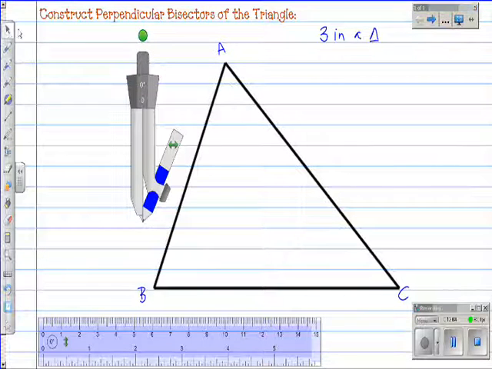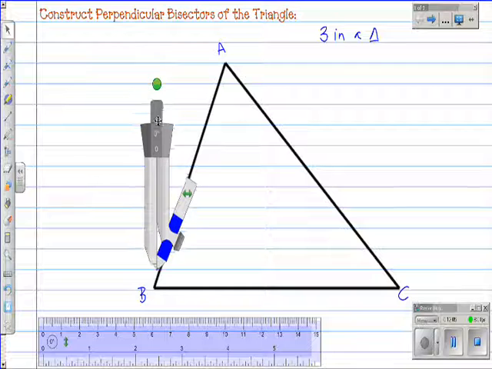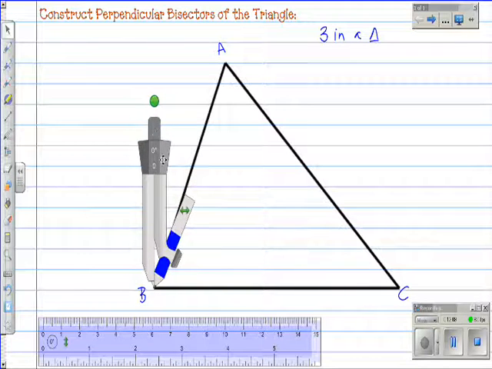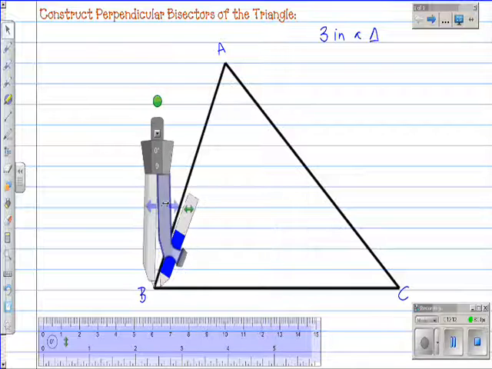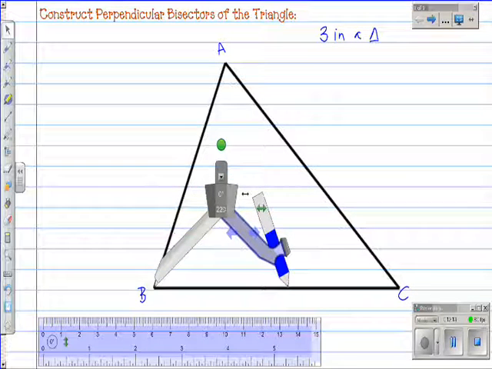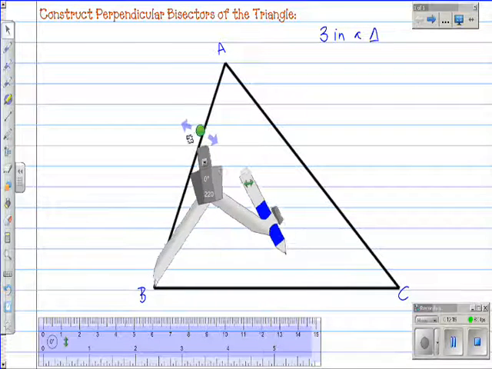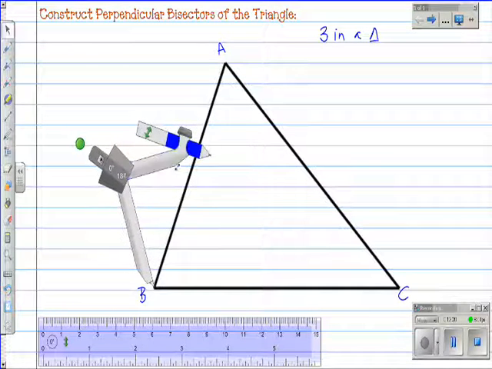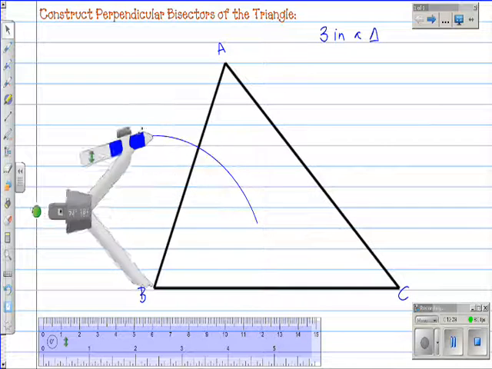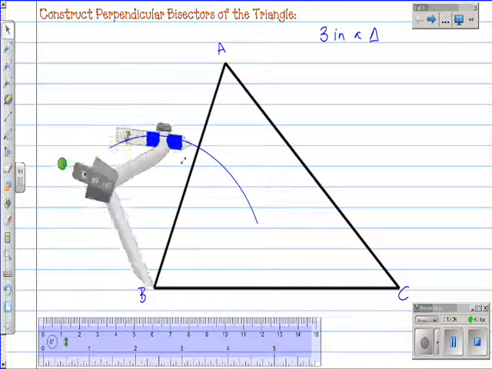So again, the first thing you're going to do is put the metal part of your compass on the endpoint of one of your segments. Then go ahead and open up your compass to over half the length of your segment. Okay, I'm going to start off with segment AB. You want to open it up to a little over half and go ahead and draw an arc. Draw like a semicircle, okay?